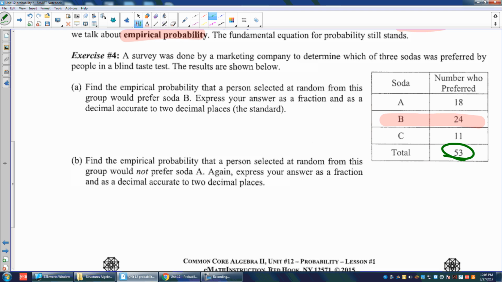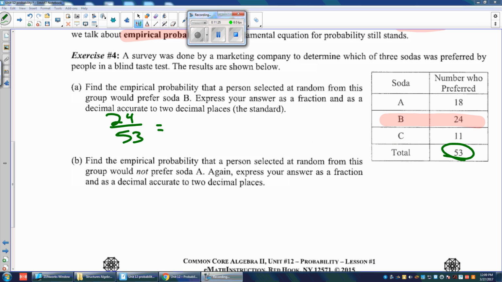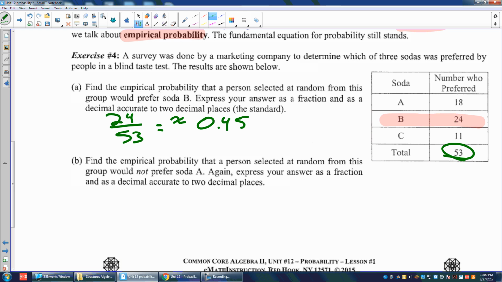We know that there's a total of 53. 24 out of 53, which as a decimal, 0.45. Now there's more to it, but it rounds. So I'm going to say it's approximately 0.45.